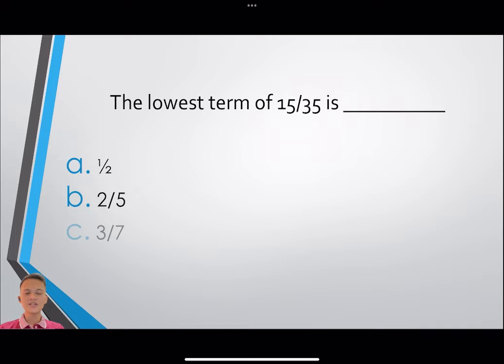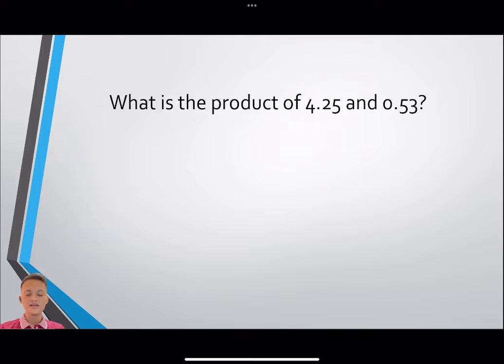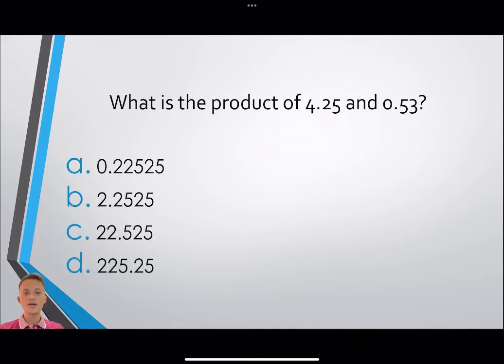What is the product of 4.25 and 0.53? Letter A, 0.22525. Letter B, 2.2525. Letter C, 22.525. And letter D, 225.25.